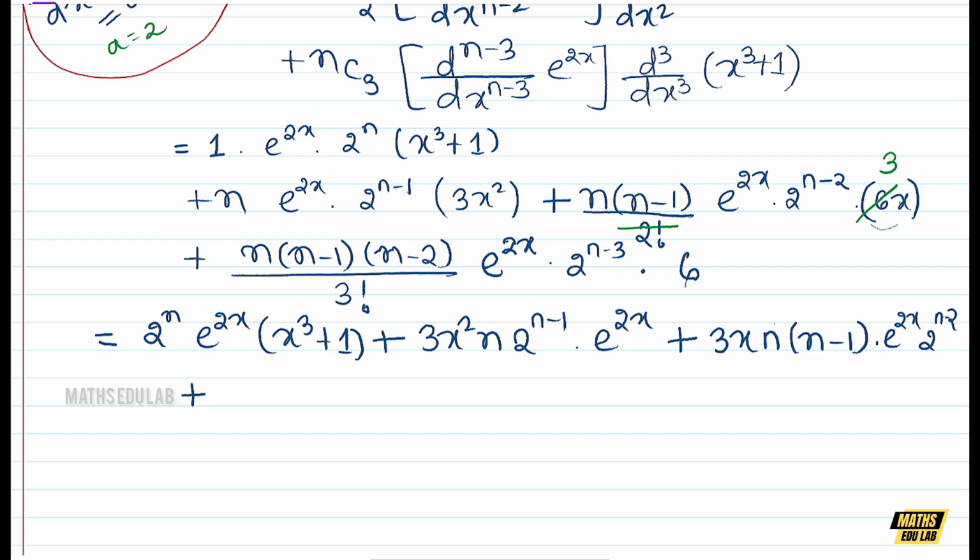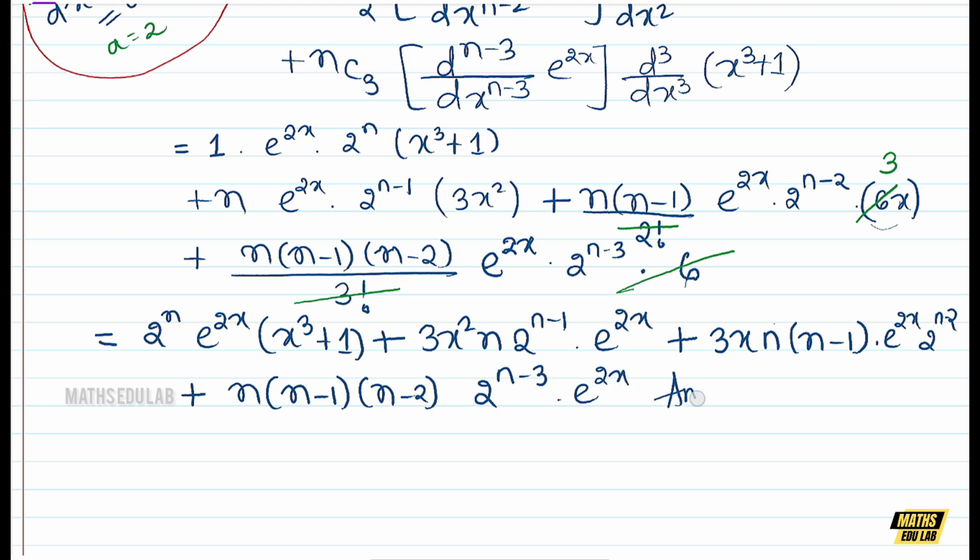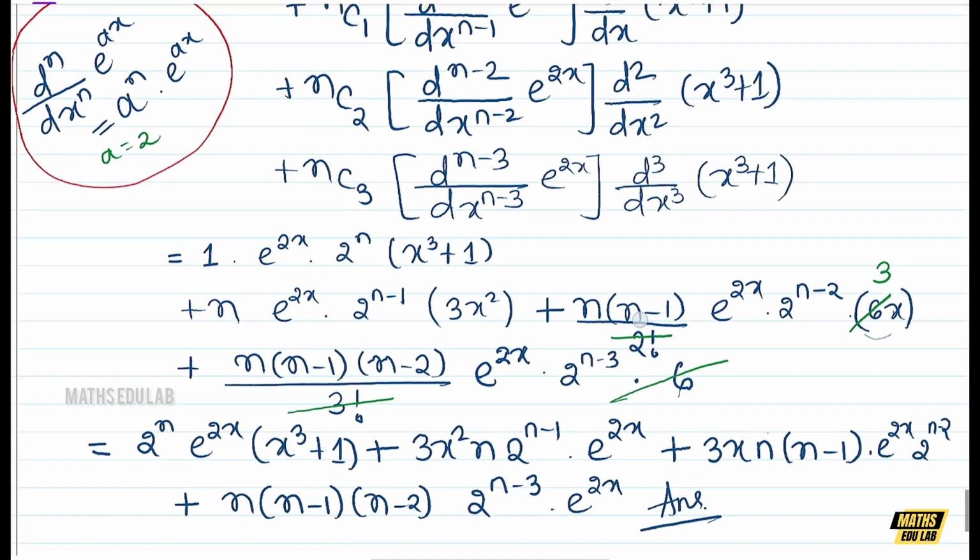Plus, here also we can cancel out, that means 3 factorial and 6 get cancelled, and the remaining will be n into n minus 1 into n minus 2, 2 to the power n minus 3, e to the power of 2x. So this is the answer for the given function.